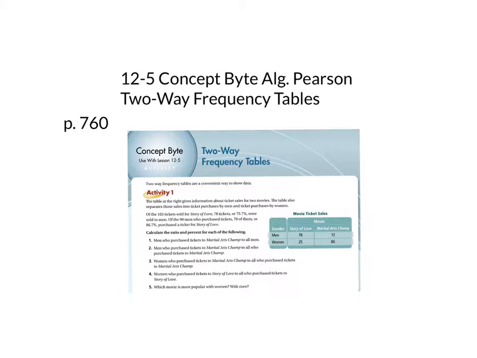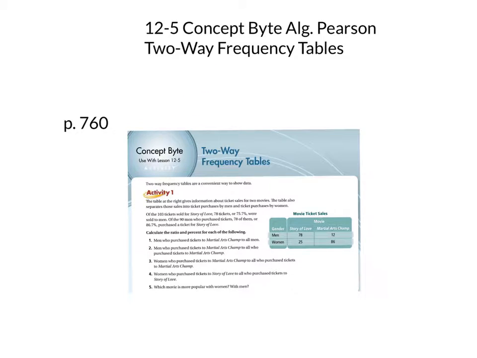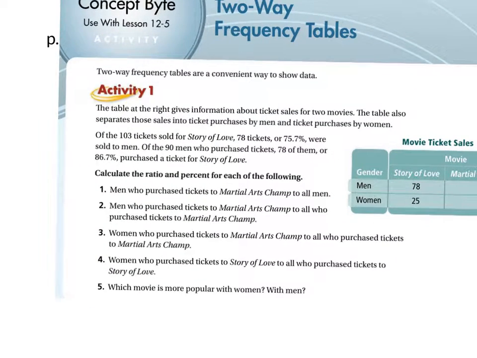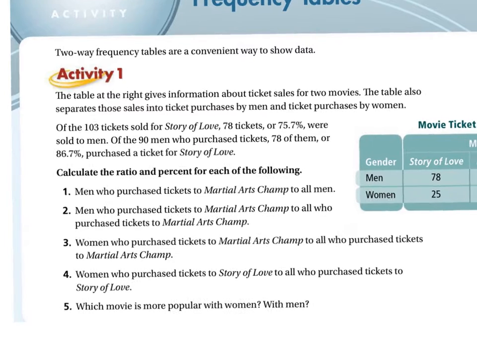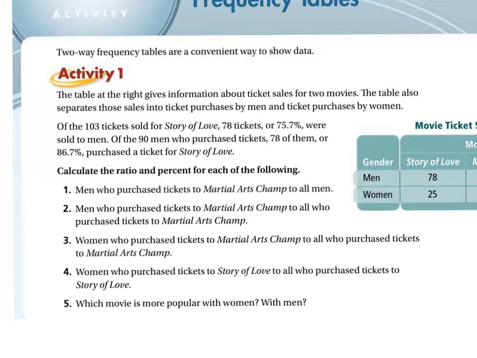Page 760, we're looking at two-way frequency tables. These aren't really that difficult, but I wanted to make sure you've seen them and know how they work. If you look at Activity 1 on page 760, we have a table that gives information about ticket sales for 2 movies. The table also separates sales into tickets purchased by men and women.